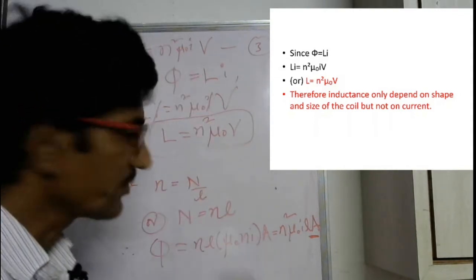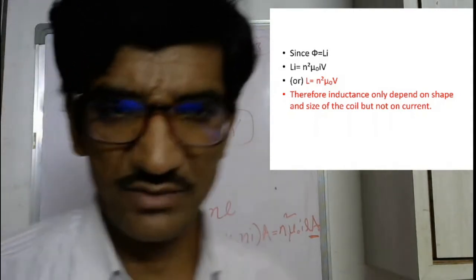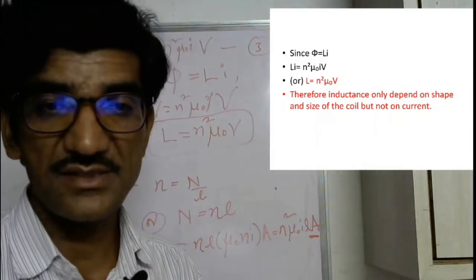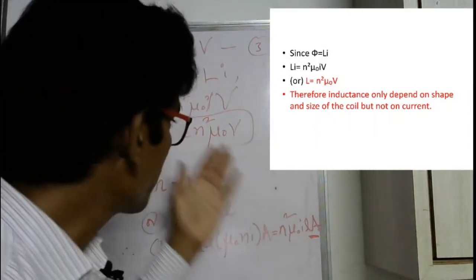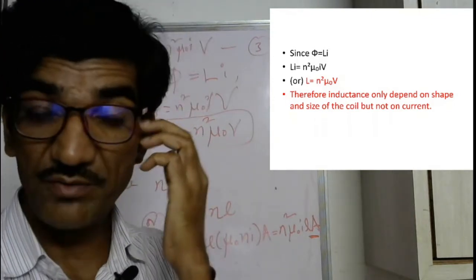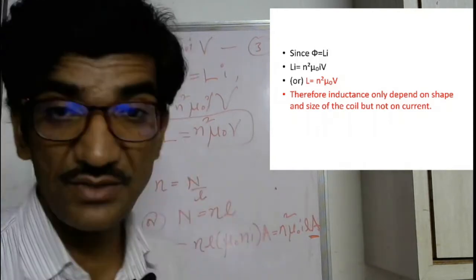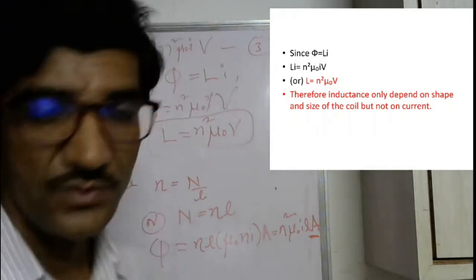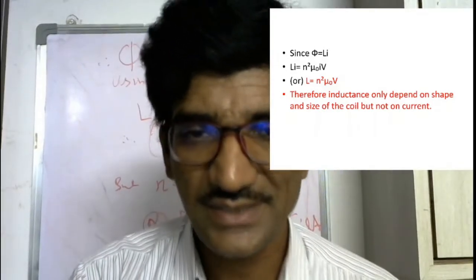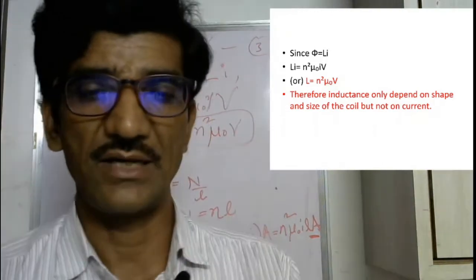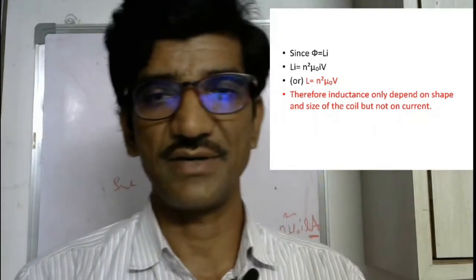Here, what is mu naught? Where you are placing your coil also influences the inductance. If you are placing the solenoid in free space, then you have this much L. If you are placing it in a medium, then you have mu like that. So one important thing you have to note is that it is a constant for a particular coil. It does not depend on the current. Now this point is clarified.